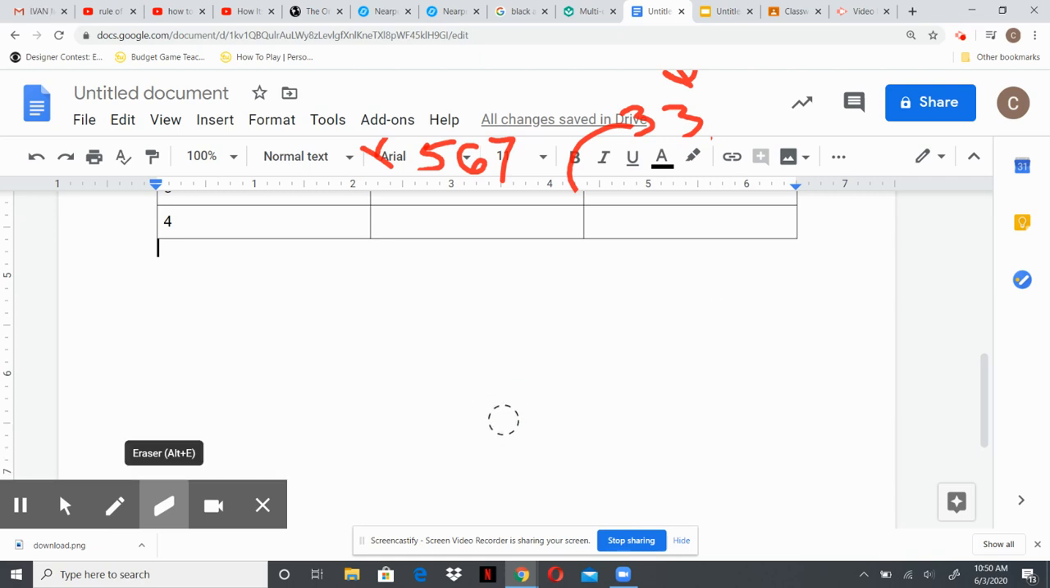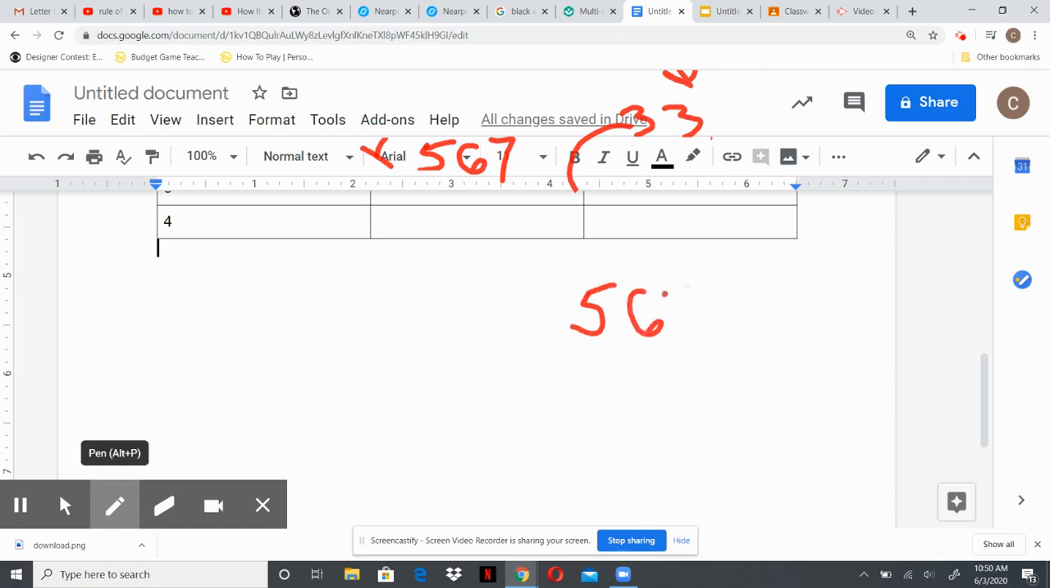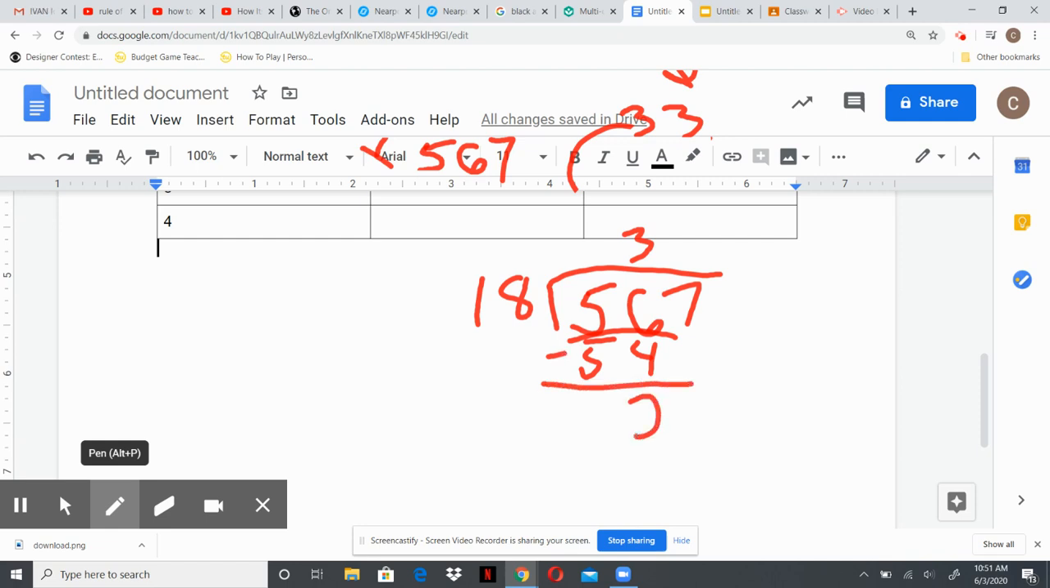We're going to take 567 and divide it by 18. How many 18s are there in 56? Or how many groups of 18 in 56? Well, we knew from before that 3 times 18 was 54, so we're going to try 3, which we know is 54. We're going to subtract 54 from 56, which gives us 2.